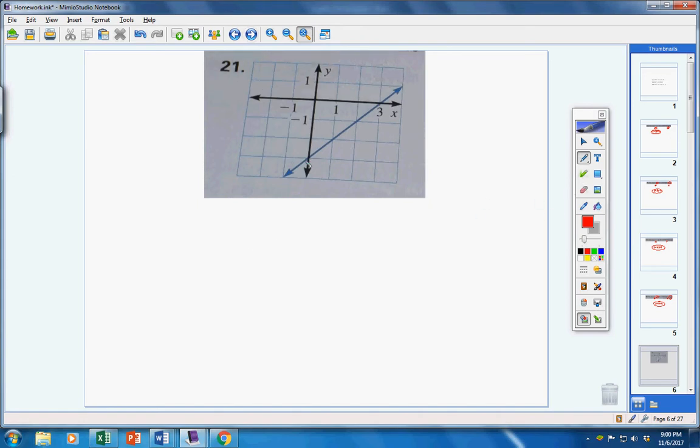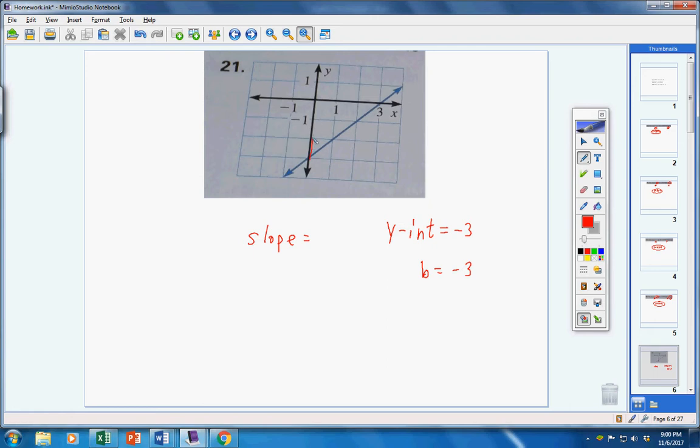Do I know my y-intercept? Yes. Negative 1, 2, 3. The line is crossing the y-axis at negative 3. So I can say that my y-intercept equals negative 3, or I can say b equals negative 3. Now, do I know the slope? No, I don't. I can find that very quickly.